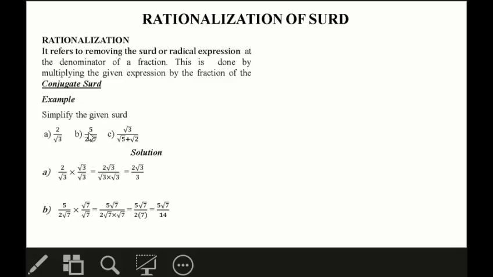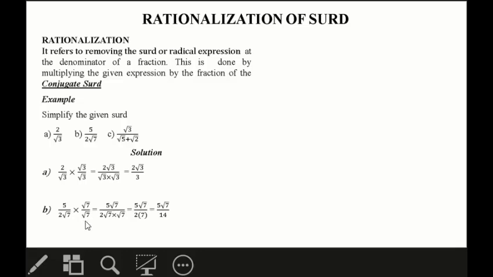We have 5 over 2 root 7. So over here, the denominator is 2 root 7. And we say that whenever you have a set in this form and you want to rationalize, you want to find its conjugate, we only consider the set part and not the rational part. So over here, we consider the root 7 as its conjugate. So we multiply the whole of this expression by root 7 over root 7.